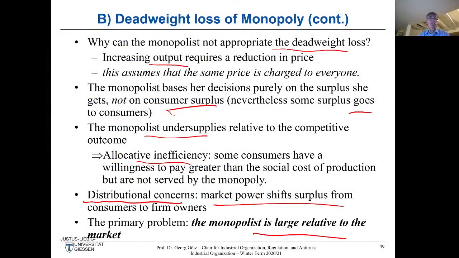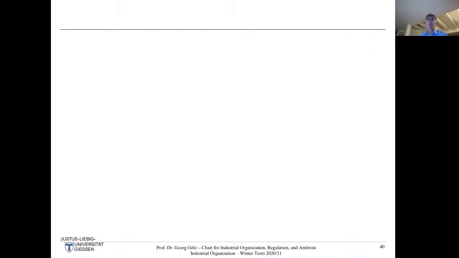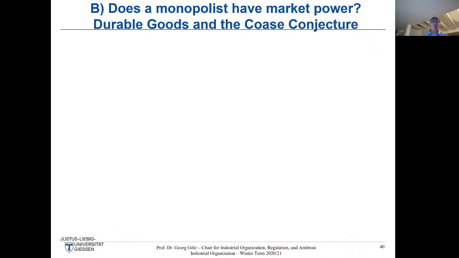Hopefully this was somehow clear, okay? This is the size of the market. Again, we will also see a related point in our next topic, where we go to the question whether a monopolist's market power is restricted in the case of durable goods.